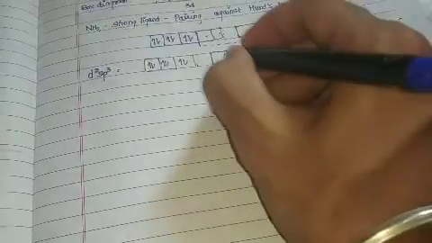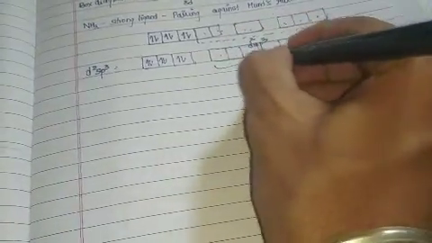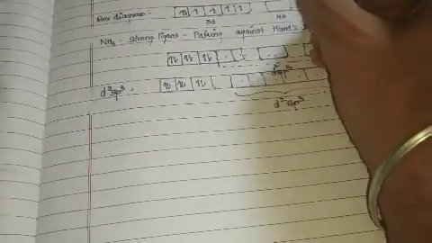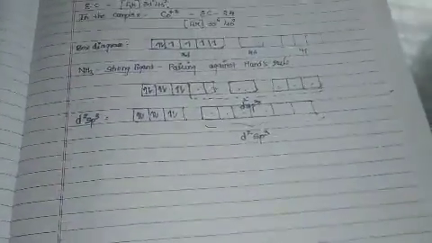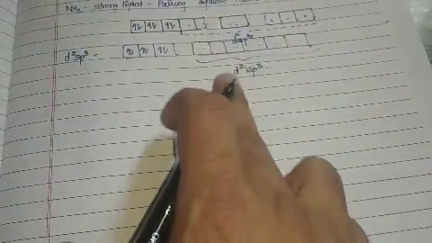Totally how many vacant orbitals? 6. So 1 2 3 4 5 6. So this is your d2sp3 hybridization. So it is now becoming your d2sp3 hybridization.